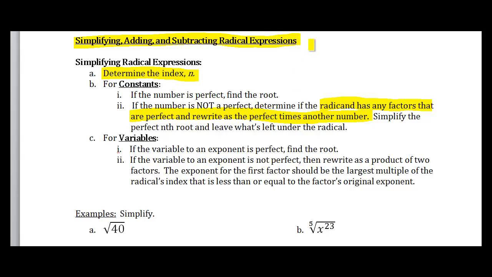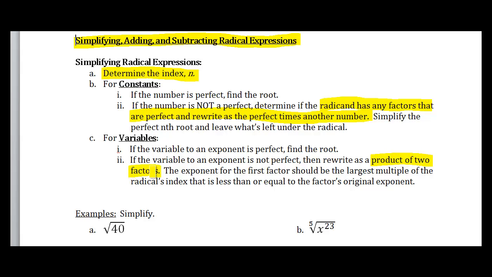After we do that, we're going to have two things in our radical from that one single number. We're going to have a perfect and another number. We just take the root of that perfect part and leave everything else under the radical. All right. The same thing is going to apply when we look at variables, right? If it is perfect, then go ahead and find the root. If it is not, then we're going to rewrite that variable's exponent as a product of two factors.